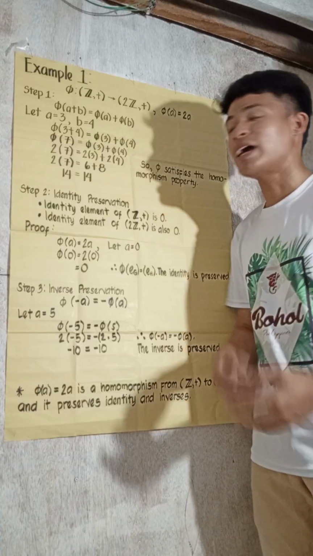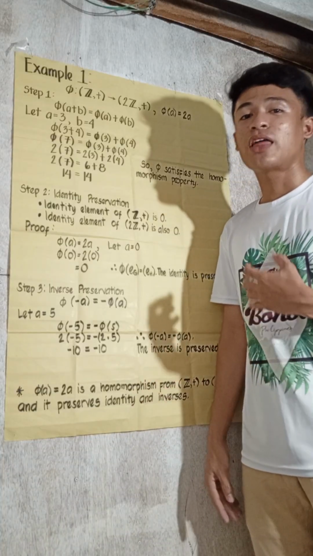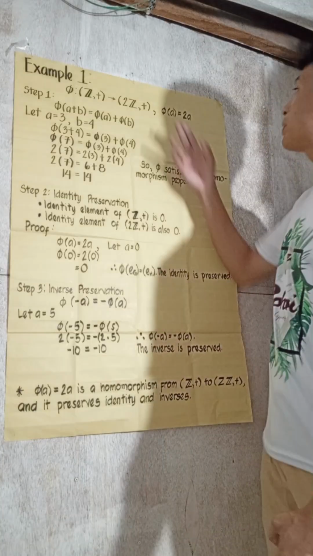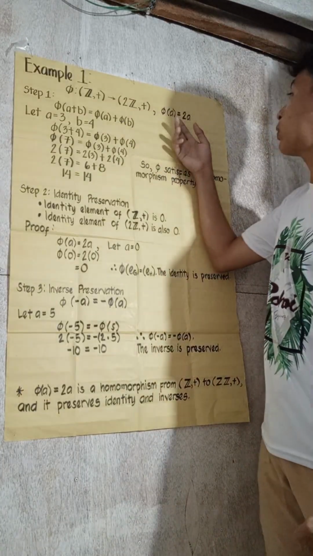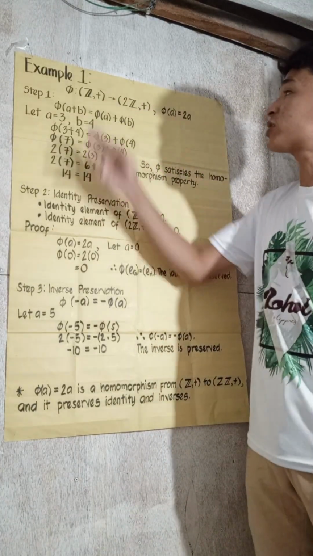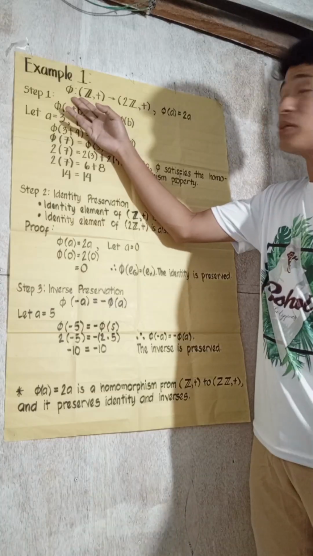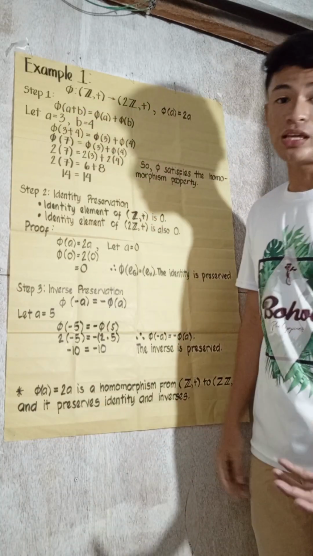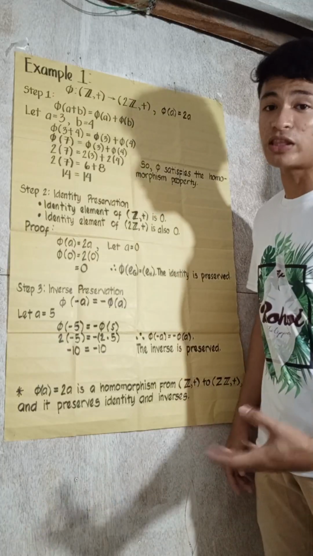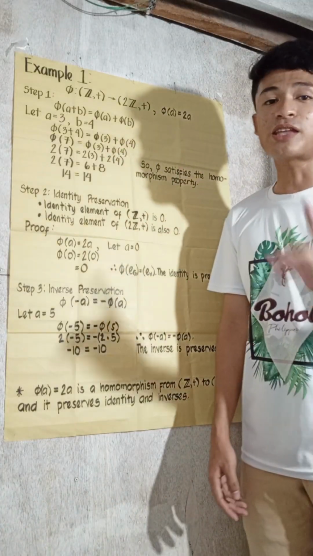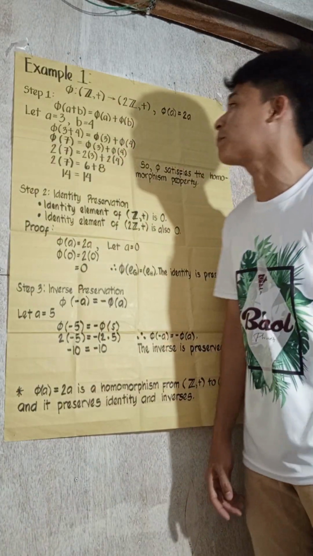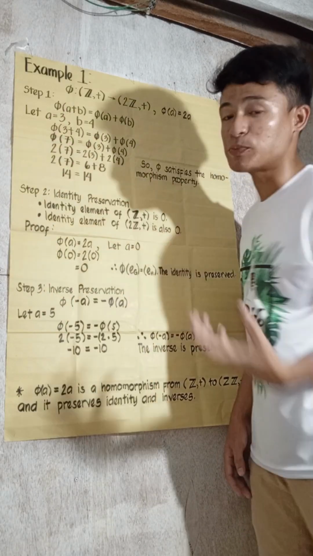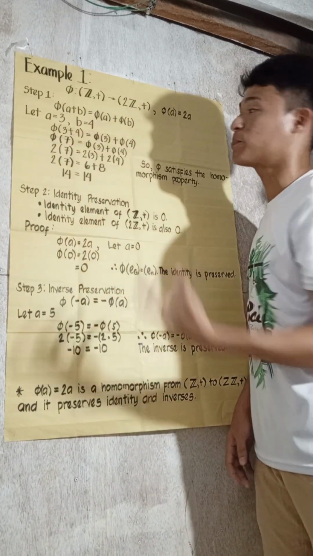Okay, thank you, Kathy. Now, to fully understand the homomorphism, let us have an example. Example 1, which is pi of a equals 2a. The function pi maps Z, or the integers under addition, to 2Z, or the multiples of 2 in the integers under addition. Step 1 is the homomorphism property, which is pi of a plus b equals pi of a plus pi of b.